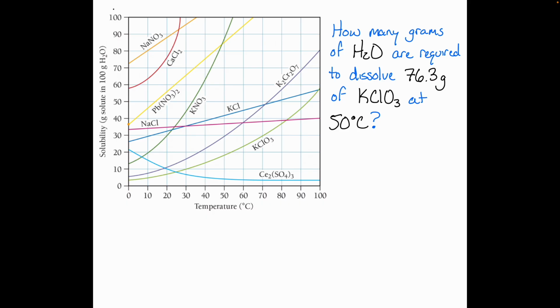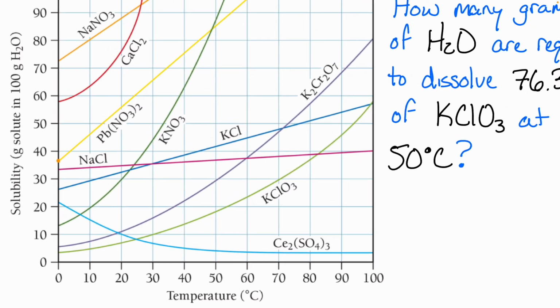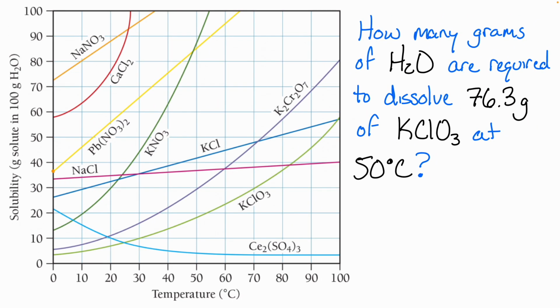Factor for the water. We were finding it, it's basically the same thing. Okay, so let's read this chart here. Potassium chlorate. Boom, that's going to be my green curve here. I'm looking specifically at 50 degrees, so follow that up to that green line. I'm looking at this point right here.